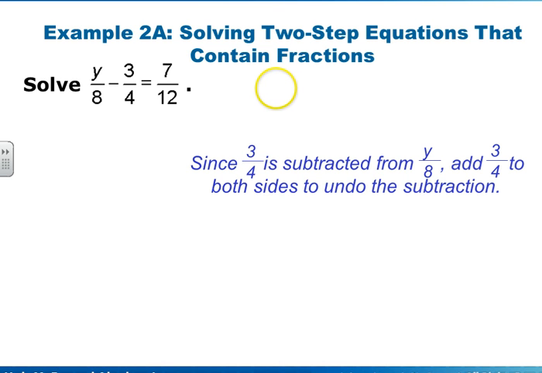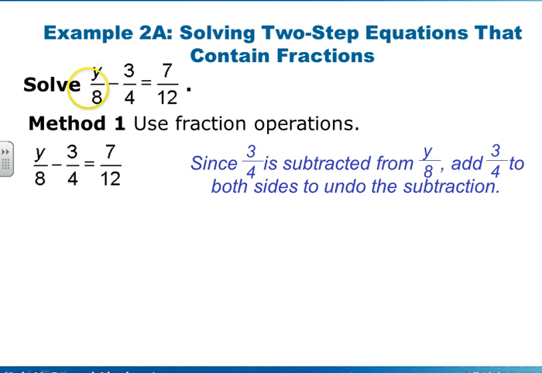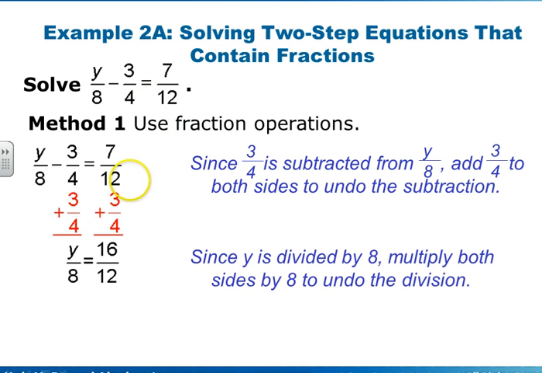Alright, first example. Here we need to solve this equation. We need to isolate y, so the best thing to do is the inverse operation, which will be the first method. First, we get rid of this 3/4. It says negative 3/4, so we add 3/4 on both sides, and then we have y divided by 8 is equal to 16 over 12.